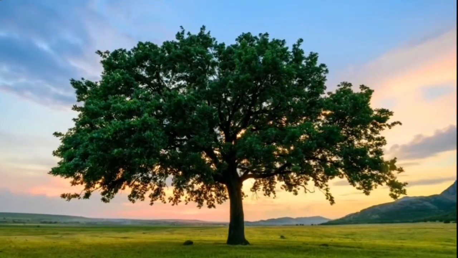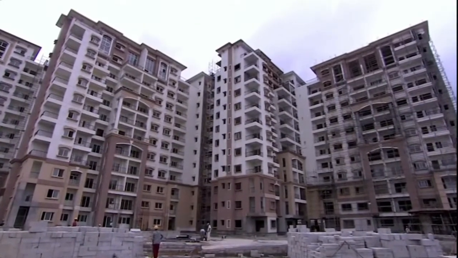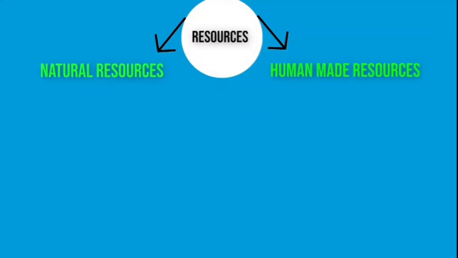So students, you have already listed out the resources, right? Now, can you make them into natural resources and human-made resources? Can you classify them? For example, tree is grown naturally, so we consider it as a natural resource. In the same way, building is constructed by man, so it is a human-made resource. So, can you classify them and list out?